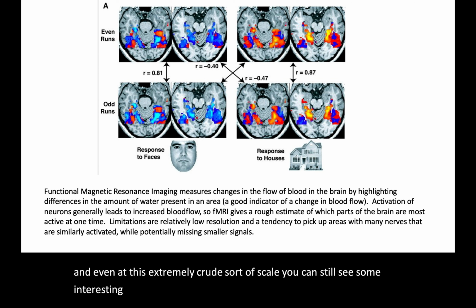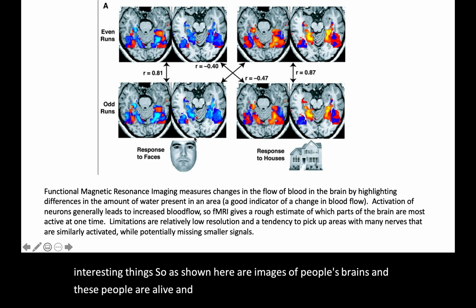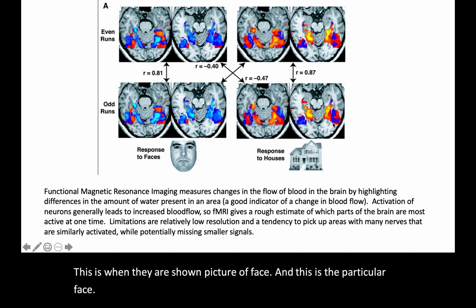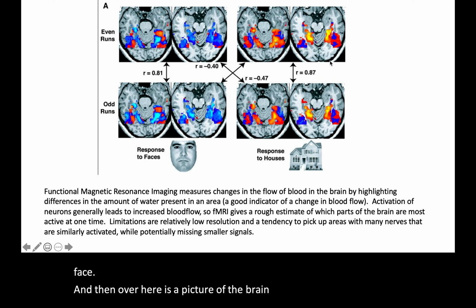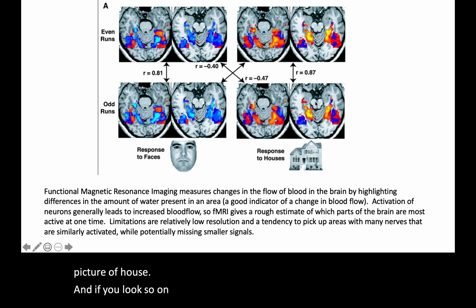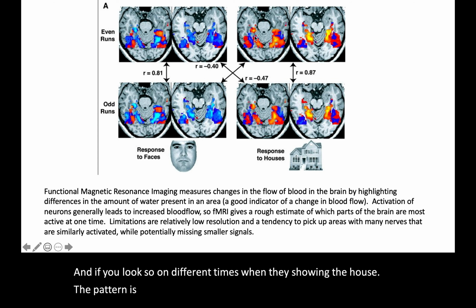So shown here are images of people's brains. These people are alive and awake. This is when they're shown a picture of a face, and this is the particular face. Then over here is a picture of the brain, and here they're shown a picture of a house. If you look, on different times when they're shown the house, the pattern is almost exactly the same. So compare the bottom one to the top one.